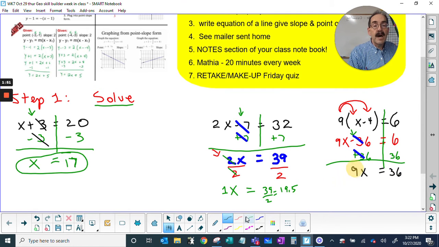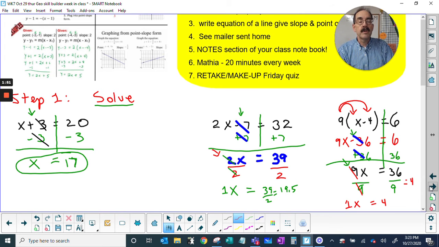What's the opposite of multiply? 9 times x. The opposite of multiply is divide. Okay, divide both sides by 9. 9 divided by 9 is 1, so I have 1x, and it's equal to 36 divided by 9. In this case, we have an even round number. It's a whole number. It's 4. Okay? Need help? Come see me in access time. Okay, let's go on to the next problem.